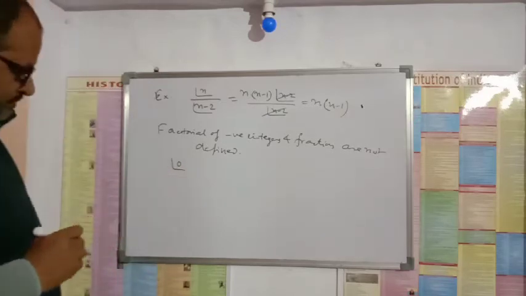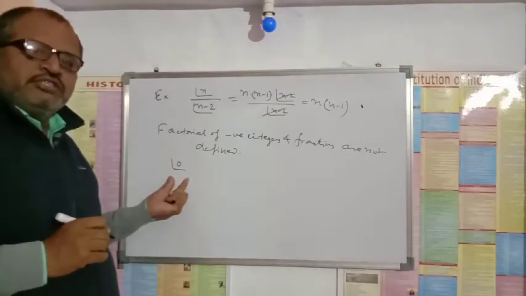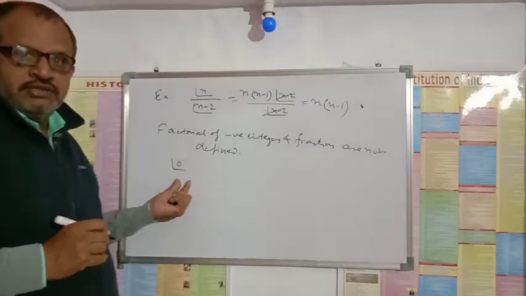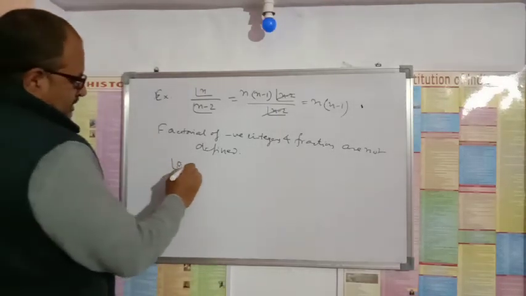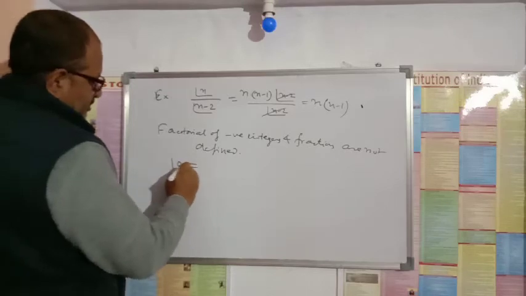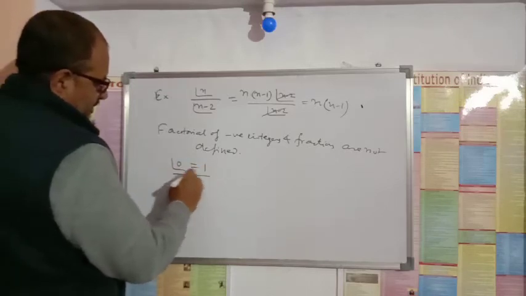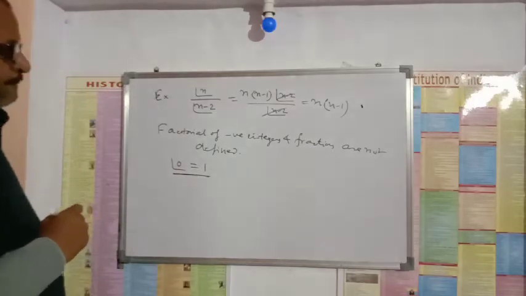Factorial 0. Factorial 0 also has no sense. Factorial 0 has no sense, but it is represented. Factorial 0 is equal to 1. We take factorial 0 value is 1.